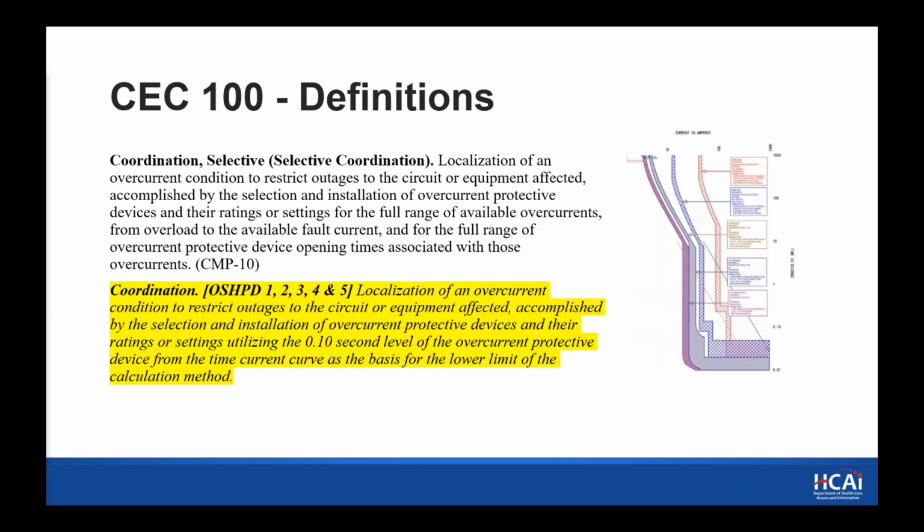Coordination. In definitions under the California Code, we added this definition of coordination. This helps us in our discussions about the coordination required in 517.31(G), which requires overcurrent protection devices to be coordinated for faults that have a duration of over 1/10 of a second. And so we're adding this definition to distinguish between coordination and full coordination, which the code identifies as selective coordination.